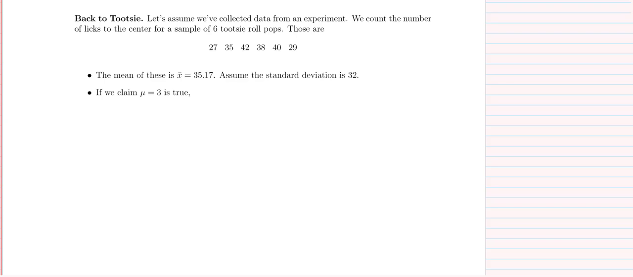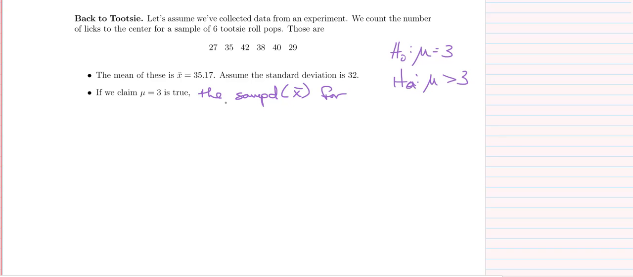All right, so recall that our claim, H0, our null hypothesis, is that mu is equal to 3, and HA is that mu is greater than 3. We made these claims before the experiment. So what we do is we assume that the null hypothesis is true, that mu is actually equal to 3. This implies that the sampling distribution of x bar for n equals 6, so we only have one sample, but we have to assume all samples of size n equals 6, is, according to the central limit theorem, normal, where mu is equal to 3 and the standard deviation is equal to 32 over the square root of 6.